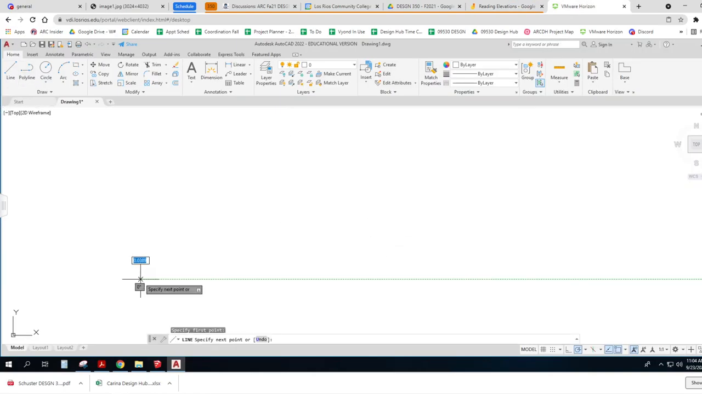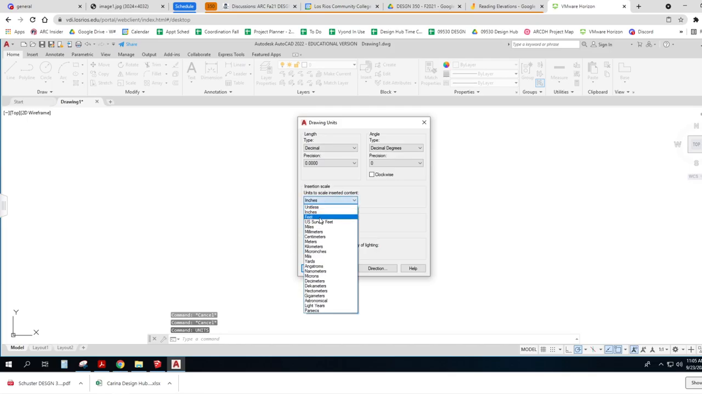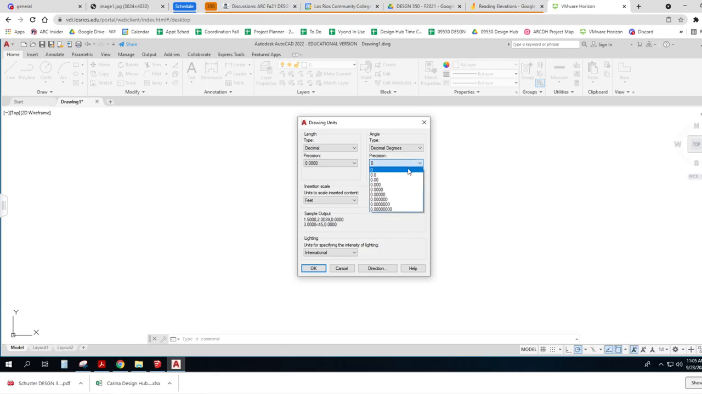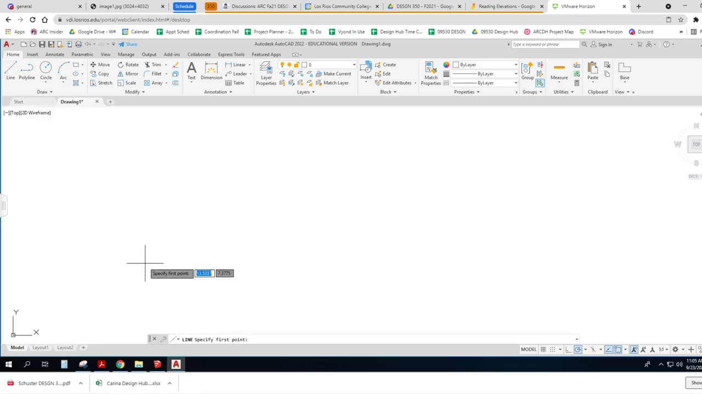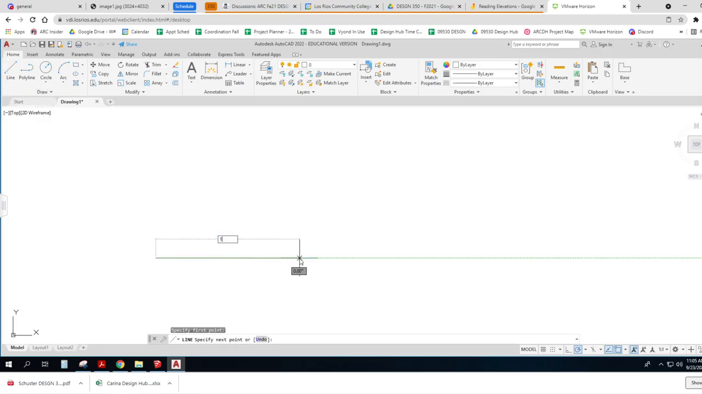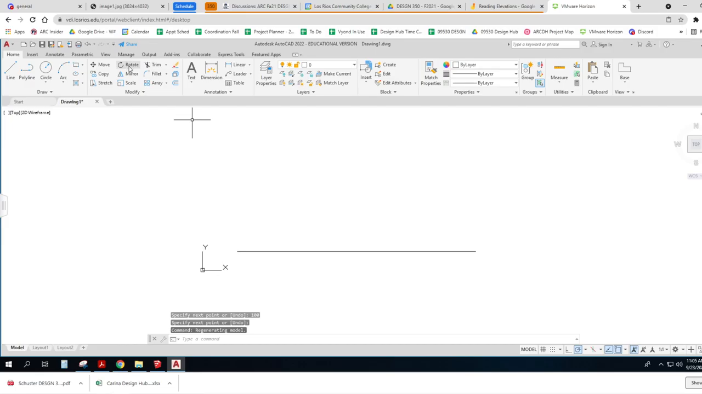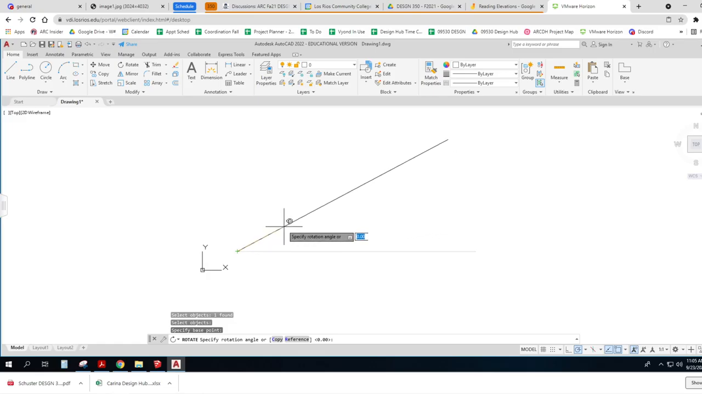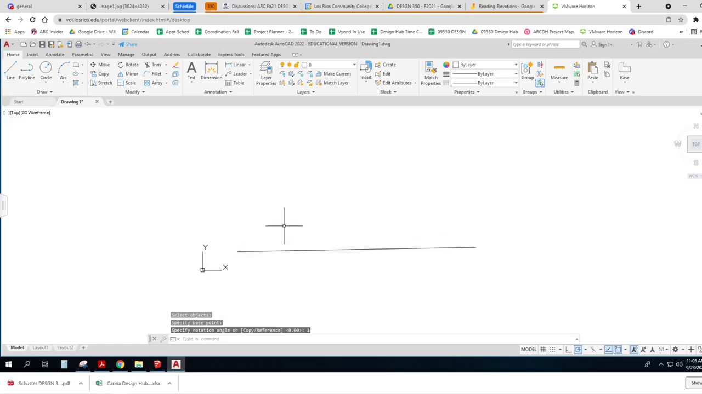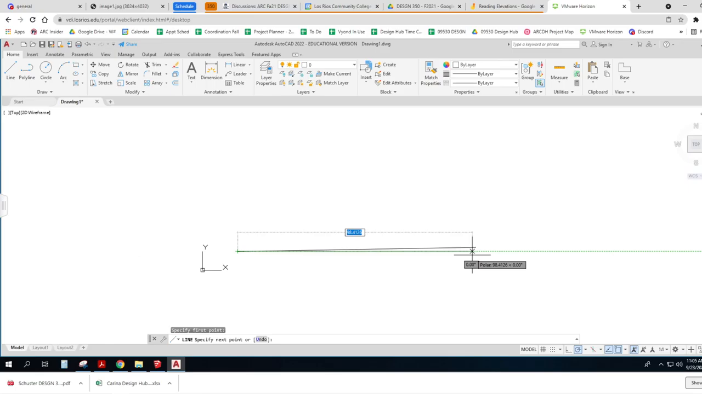I'm going to draw a line, and I'm going to put myself into decimal feet. And I'm going to look at my degrees pretty close. Decimal degrees. So let me draw something that's 100 feet long. And I'm going to do a copy rotate. Rotate that, this spot, and I'm going to move it 1 degree. Oops, I should have kept the old one in there.